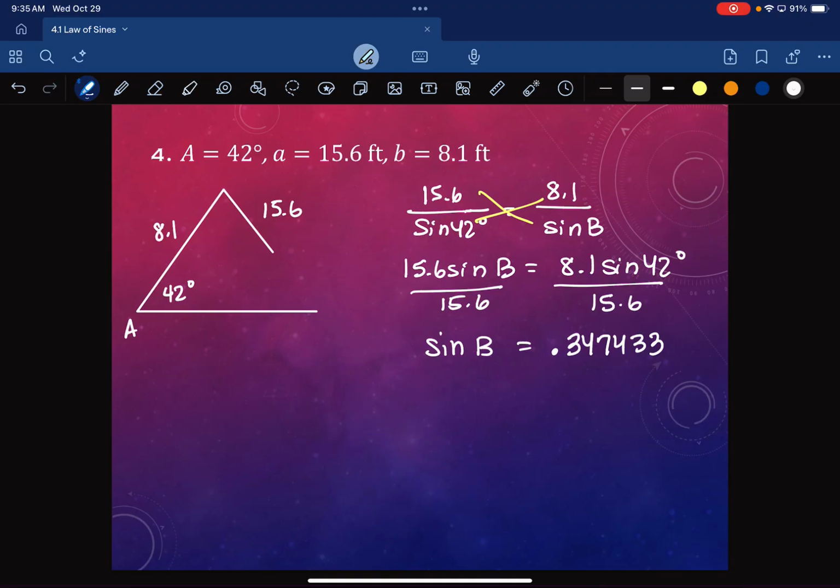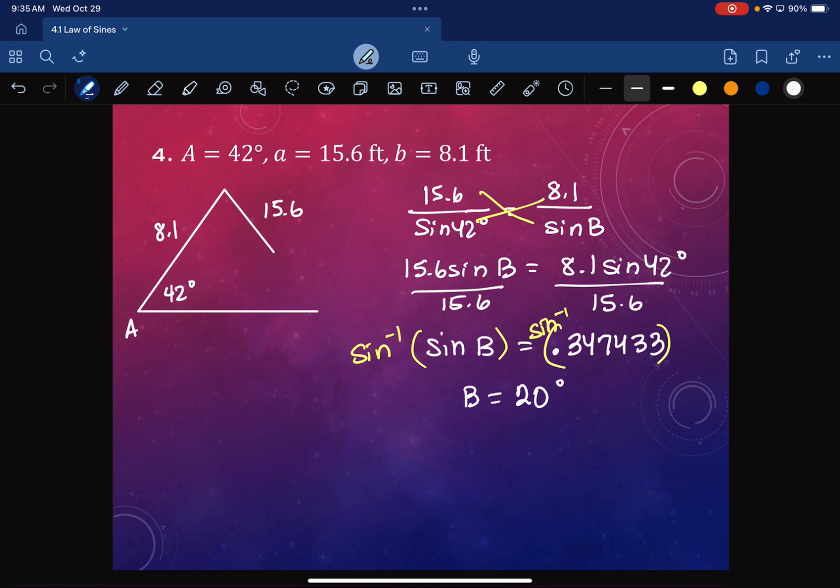So we said what we were going to do last time. If we had forgotten, we're actually going to do it this time. What's the next step? Inverse sine, right? The opposite of sine. You can't divide by sine. Sine's not a number to divide by. It is a function to take the opposite of. The opposite of sine is inverse sine. So on the left-hand side, we get angle B. On the right-hand side, the inverse sine of, and make sure you're in degrees, 0.3473433. What do I get for angle B in this case? What is it? 20 degrees, right?